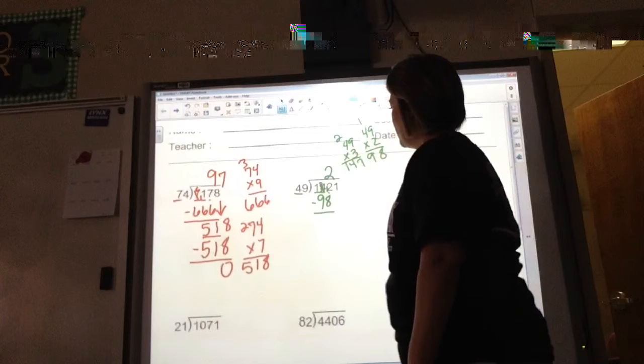1,608 divided by 53. Underline the 5, underline the 16, dot under the 0. How many times can 5 go into 16? 3 times. So I'm going to try 53 times 3. And I get 159. Will that work? Of course it will work, because 160 is less than 159. Well, that wasn't right, because 159 is less than 160.